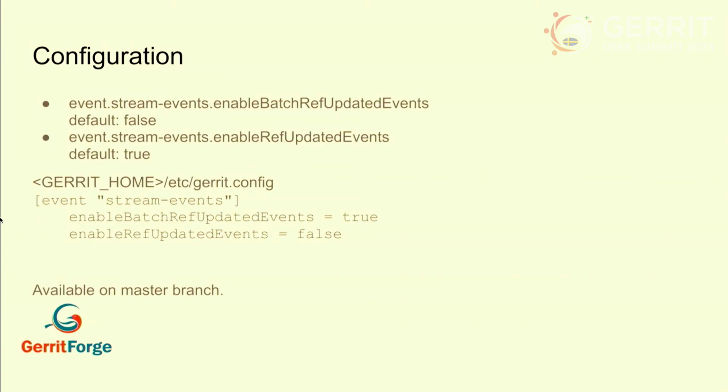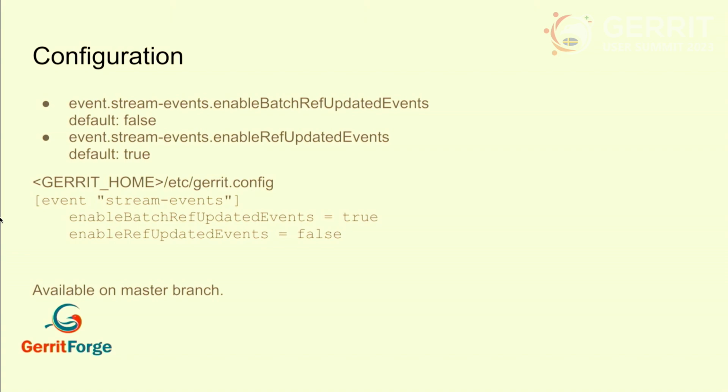How to enable the batch ref update events? Basically, we introduced two new Gerrit configurations. First is enable batch ref update events. By default, it's set to false. Second is enable ref updated events. By default, it's true. We did that because we want to keep backward compatibility. We know that there are a lot of integrations listening on stream events, so we want to make sure that we're not going to break any existing code.